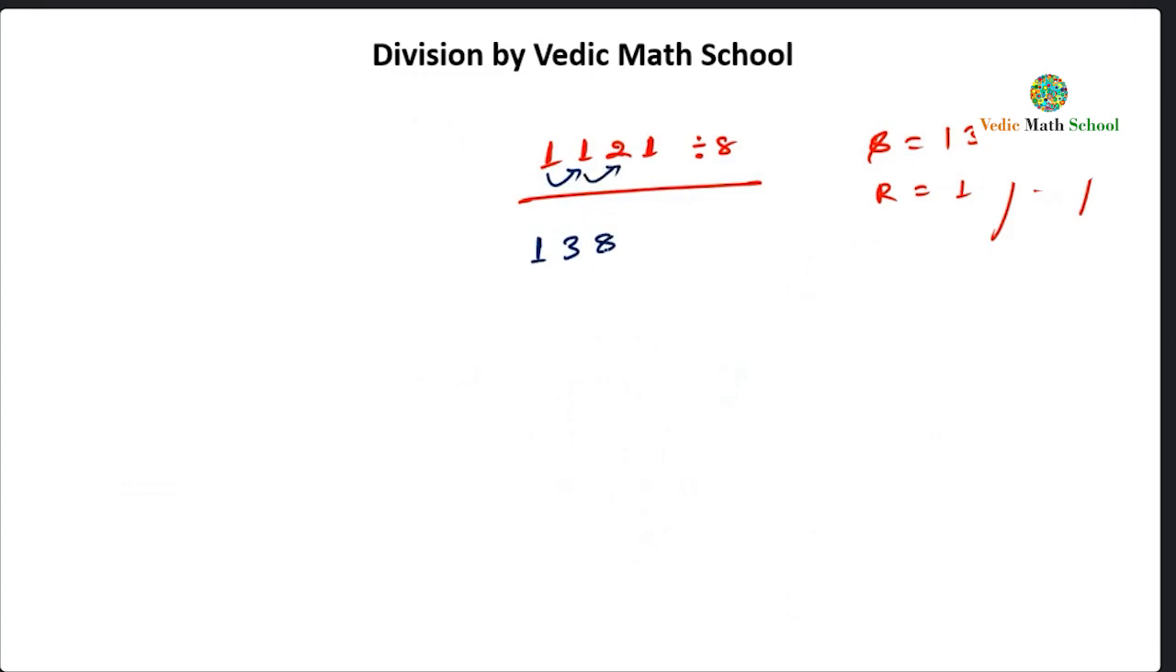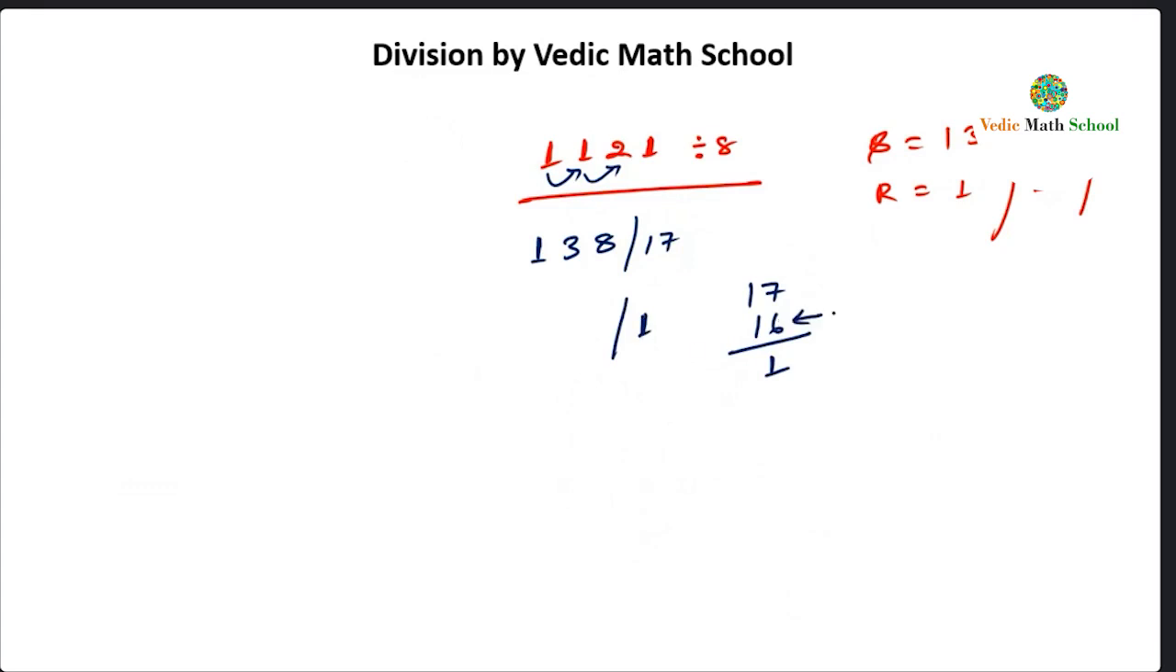Now what are you going to do here? 8 doubled is 16, plus 1 is 17. Now how many times will you get 8 here? 2 times. That is the reason you are going to subtract 16. 17 minus 16 is 1. So the actual remainder is 1.